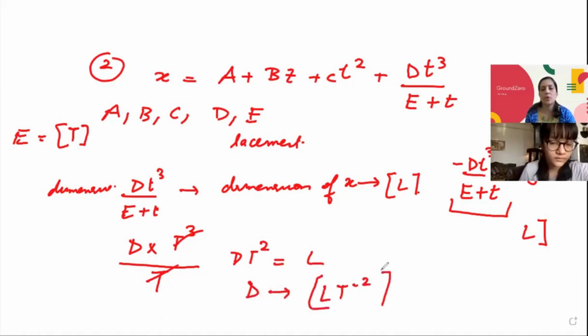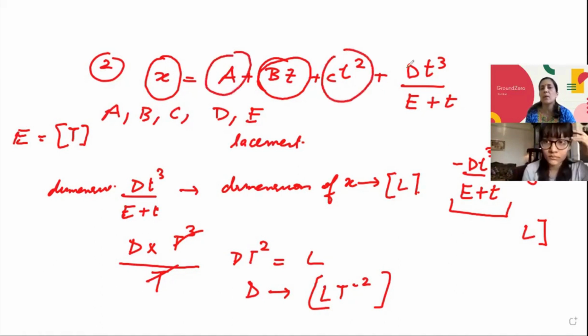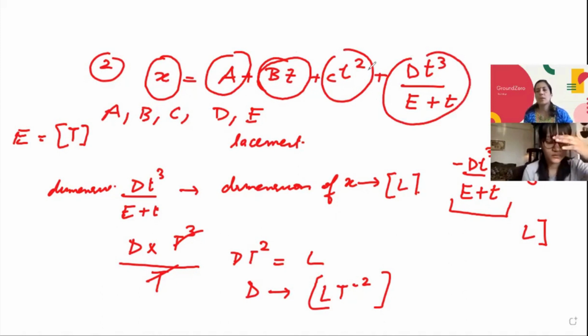So finally we have got all the dimensions. You have to just be careful: if X has dimension L, and for BT you have to take the full term. Usually students make a mistake, taking the dimension of X equal to the dimension of B. You have to take the whole term. In the equation, all the terms will have the same dimension. So this is based on homogeneity.